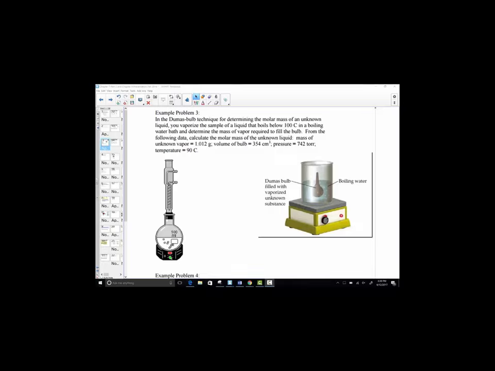In this picture you can see one method for the Dumas bulb method is to take a hot plate, and in the hot plate you place some volatile liquid and you begin heating it, and over time all of this liquid would then turn to a gas and you could measure its volume. Ours would also look like this.